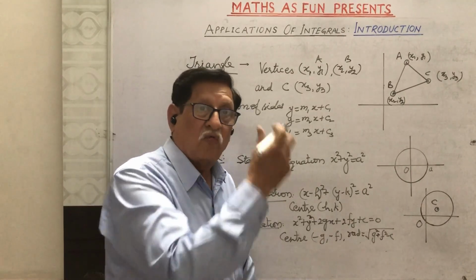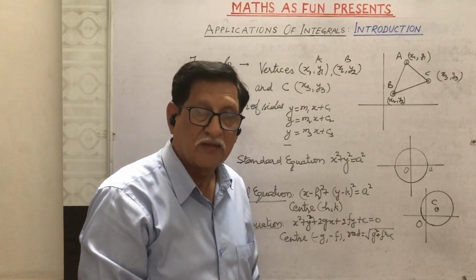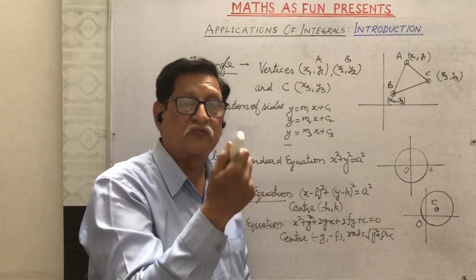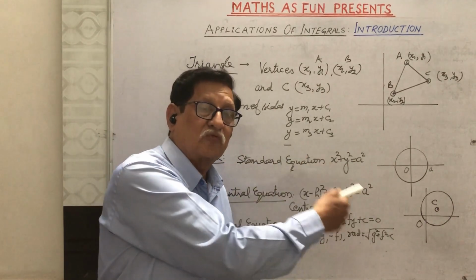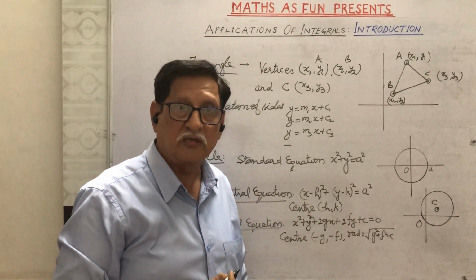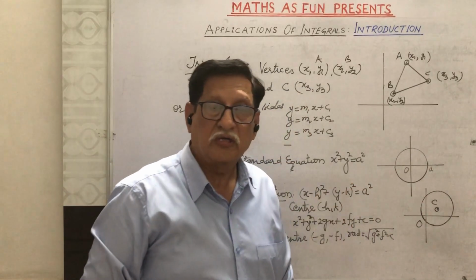Then plotting the center and taking the radius, we can easily draw the circle, or also we can find out the points where it is intersecting the x-axis or y-axis by putting y equal to 0 and x equal to 0 respectively. And then the circle can be drawn easily.